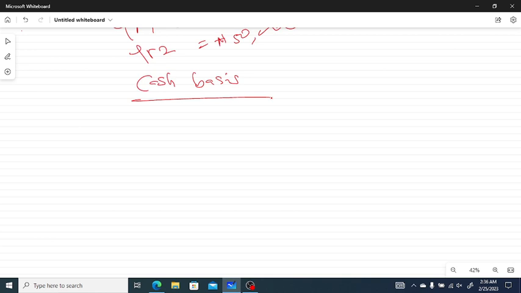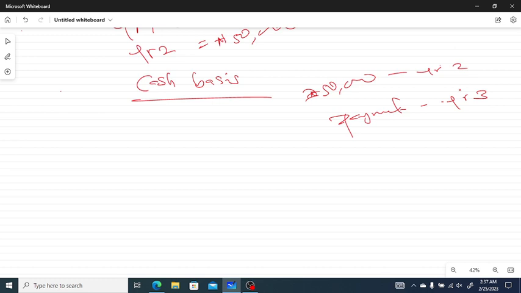Let's still keep our example, the one we used in the accrual basis, where we said we sell goods of 50,000 naira. That 50,000 naira sale was on 6th of December, year 2. But we do not receive that payment until 15th of December. This is year 2. Payment, year 3.